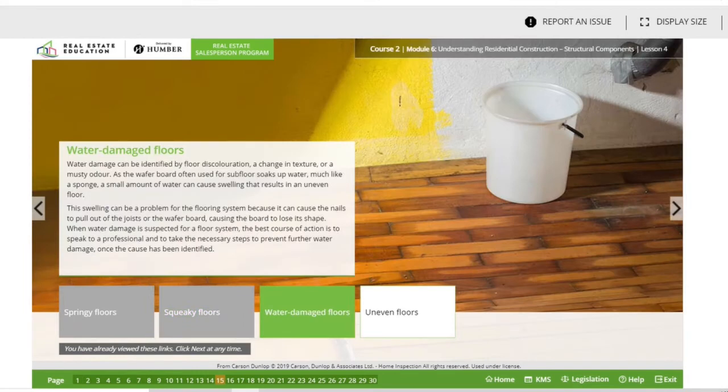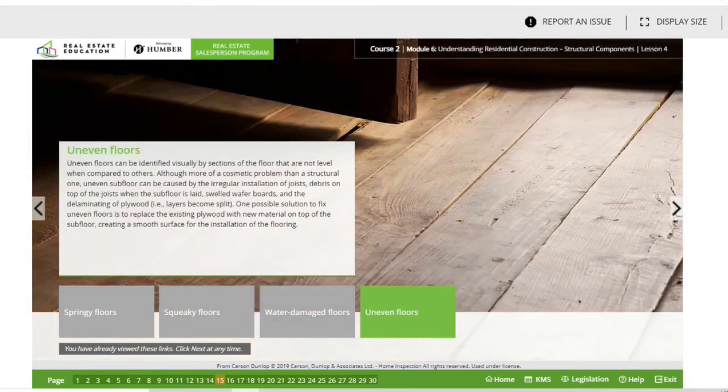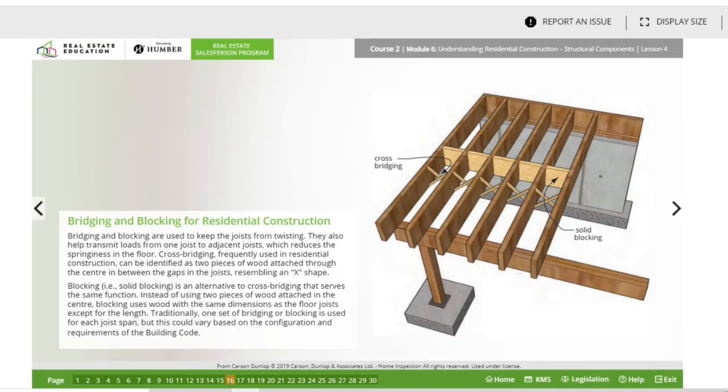Water damaged floors can be identified by floor discoloration. Uneven floors can be identified visually by sections of the floor that are not level. Bridging and blocking are used to keep joists from twisting. They also help transmit loads from one joist to adjacent joists.